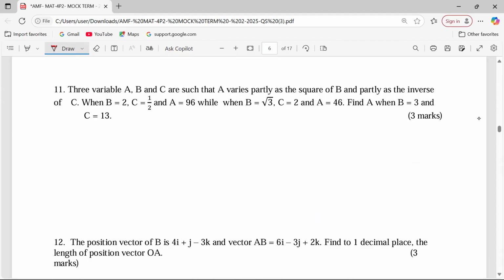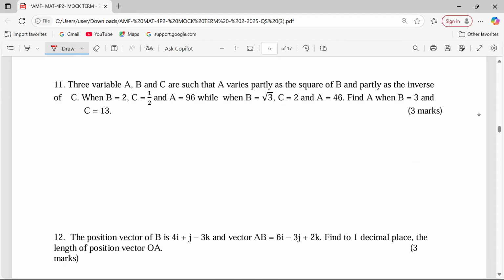This is called partial variation. In partial variation, let it be known that we introduce 2 constants. So let's interpret now the first statement from English into mathematics, whereby we should say that A varies partly as the square of B. So A varies as the square of B and partly as the inverse of C. The other part is the inverse of C, that way.